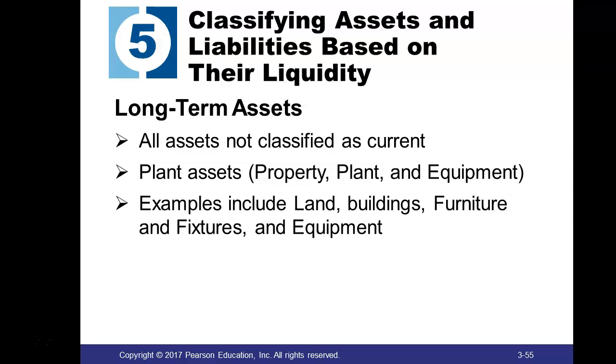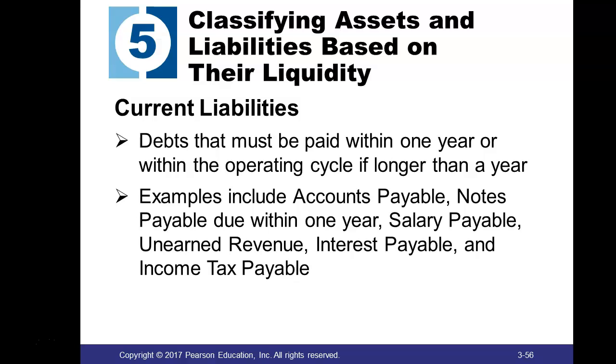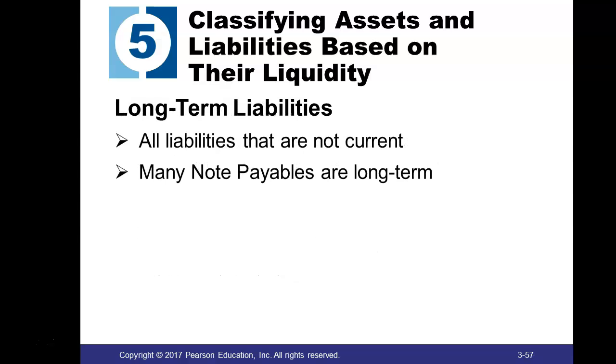These are going to be shown later or below the current assets. And the same is true with liabilities. These liabilities have a maturity date of a year or less. They're going to be current. And examples include AP, notes payable due within 1 year, salary payable, income tax payable, are just some of the examples. Long-term liabilities, 1 year or longer.